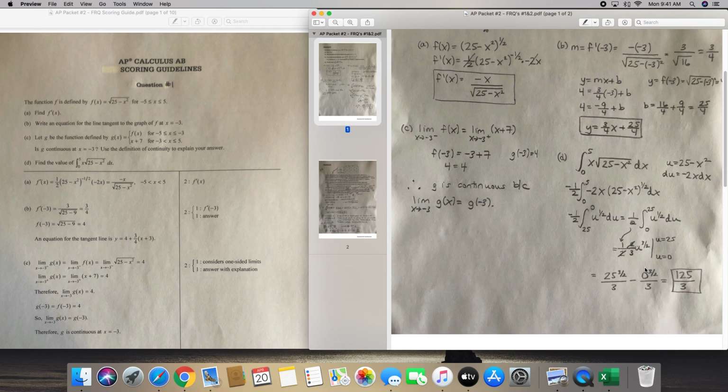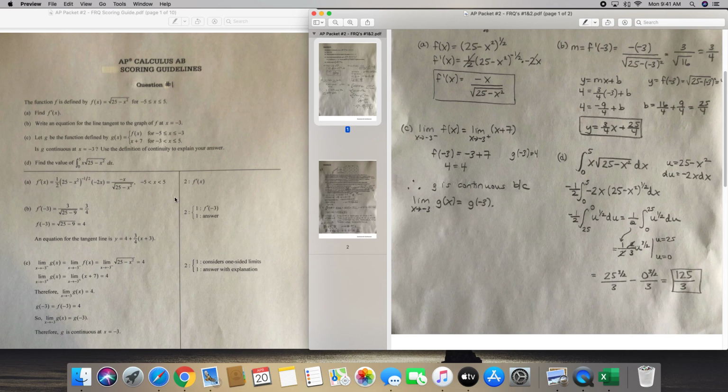Realize that on the AP exam, you could leave the answer like this if you don't want to go any further, because they do say that answers don't have to be simplified. But if you want to go one step further, remember it's power over root. The square root of 25 is equal to 5. 5 cubed ends up being 125.